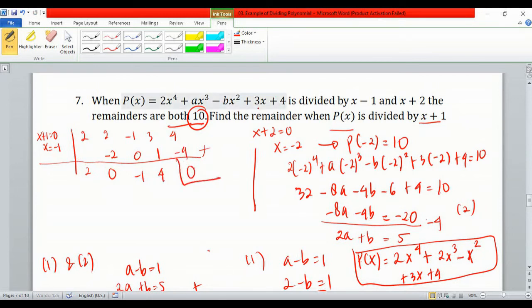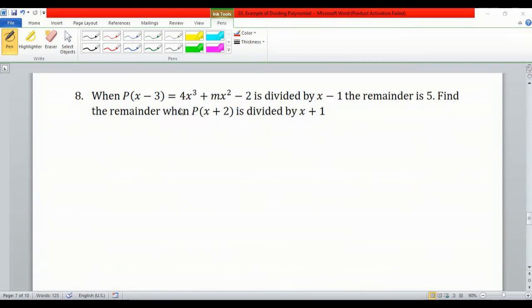So what is the remainder here? The remainder is 0. If they're asking about the quotient, this one is power 0, power 1, power 2, power 3. So this one is 2x power 3 minus x plus 4. Okay, I hope you understand. So now let me stop this one first. I will continue to another example. Number 8.